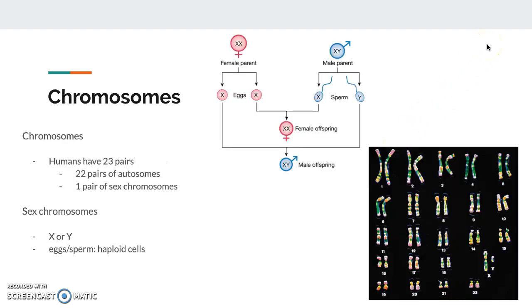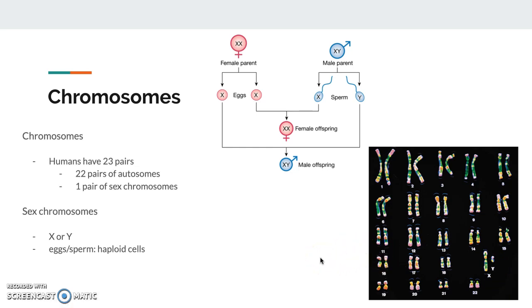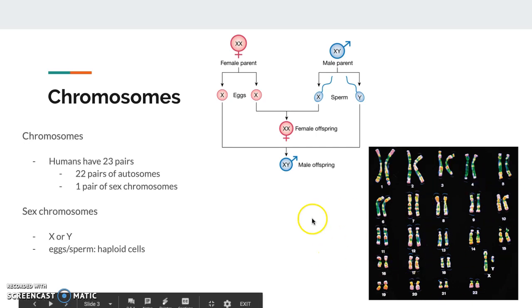Okay, so now we're going to talk about chromosomes. In humans, we have 23 pairs: 22 pairs of autosomes, and then one pair of sex chromosomes, and you can see that in this photo in the corner here. You can see each pair, all the 22 autosomes, and then your sex chromosomes. So sexual development is programmed in the human genome, and each nucleated cell in the body has 46 chromosomes, in pairs, except eggs and sperm.